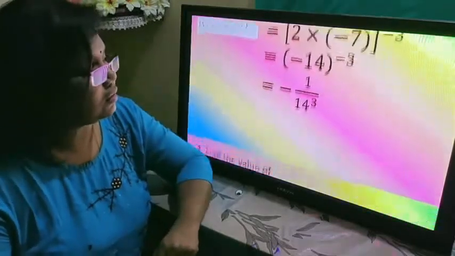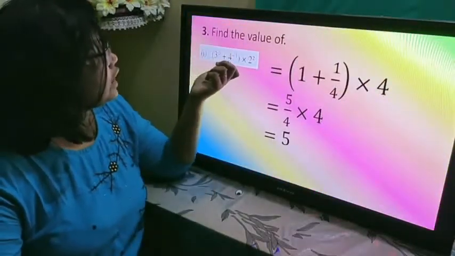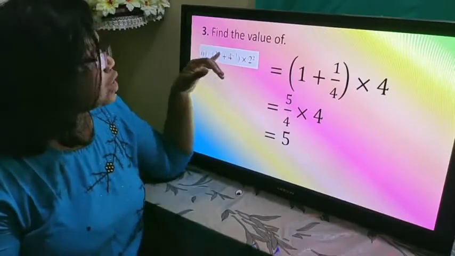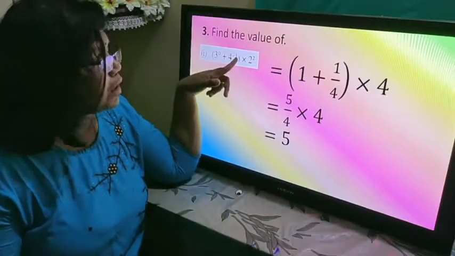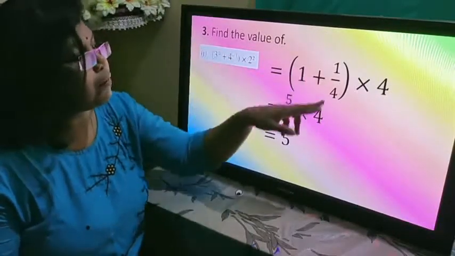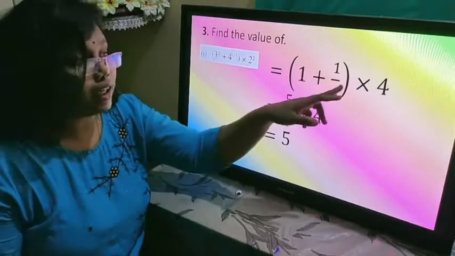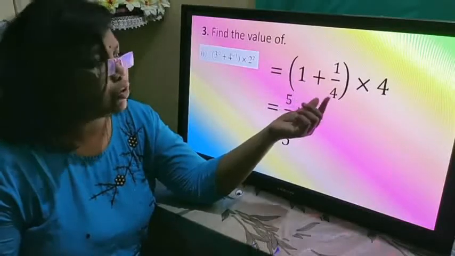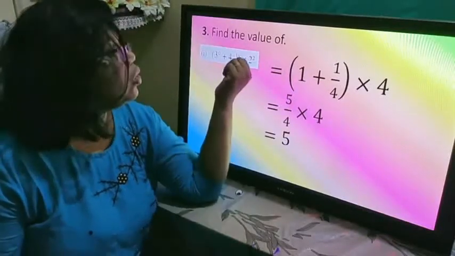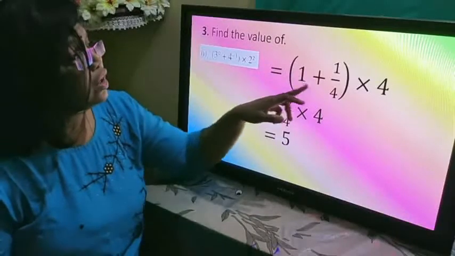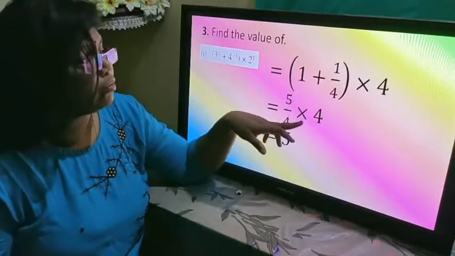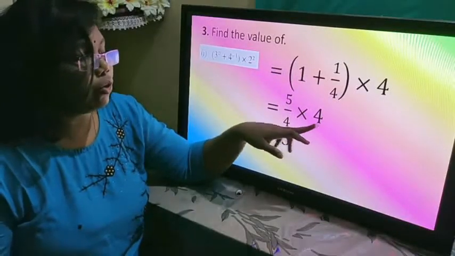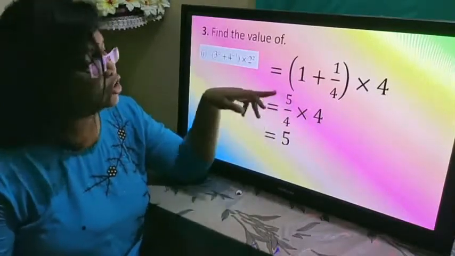That's our final answer. Find the value of 3 raised to 0 plus 4 raised to minus 1, multiplied by 2 square. Now 3 raised to 0 gives you 1. 4 raised to minus 1 means the reciprocal of it, so 1 upon 4 raised to 1. Now 4 is multiplied only once, that means only one 4 is there, so 4 alone. 2 squared is 4. So when you add them both, you get 5 upon 4 multiplied by 4. 4 ones are 4 plus 1, 5 by 4 multiplied by 4. So 4 and 4 get cancelled, and what's left is 5.